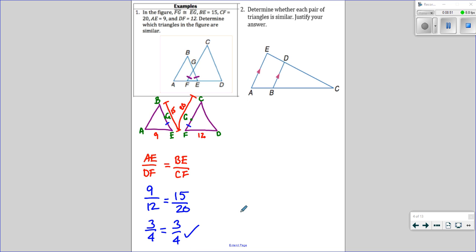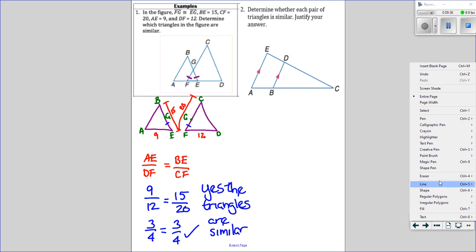Yeah, the sides are in proportion, they're equal to each other, so the answer is yes. The triangles are similar. Yeah. So again, it's one side in ratio to the other side, equal to the other side of the original triangle in proportion to the other side of the other triangle. If they're equal, then they are similar because they are in proportion.